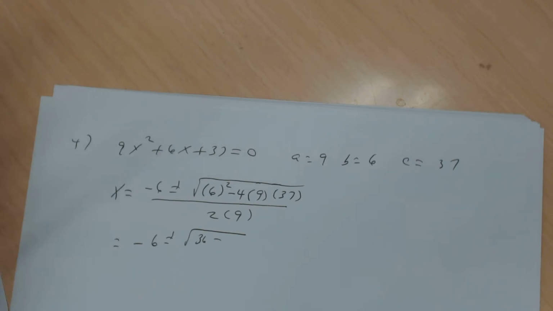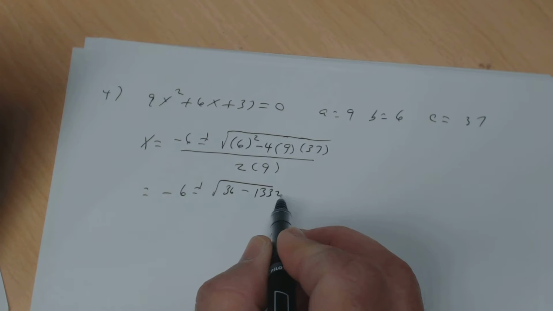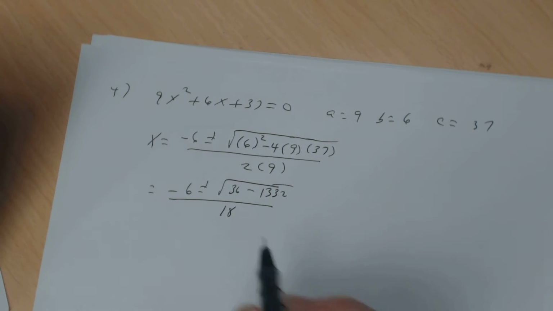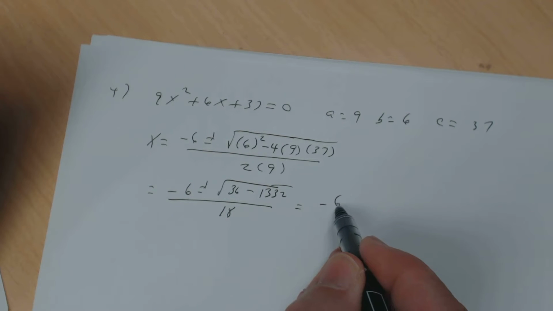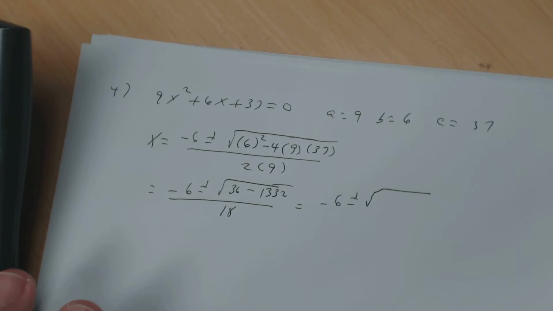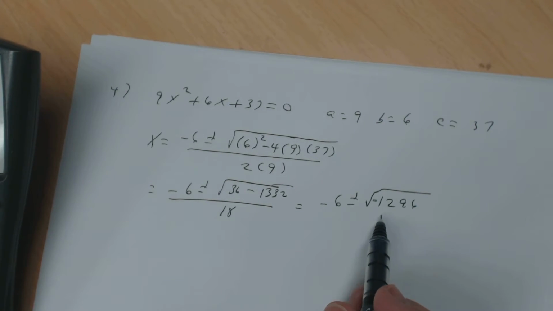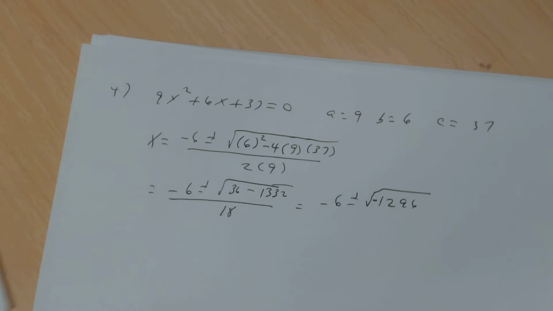6 squared is 36, minus a negative times a positive is a negative. All right, so we've got to figure out what that is. So 4 times 9 is 36, and then 36 times 37 on your calculator gives you 1,332, all over 18. So I get negative 6 plus or minus the square root of 36 minus 1,332, which equals negative 1,296.